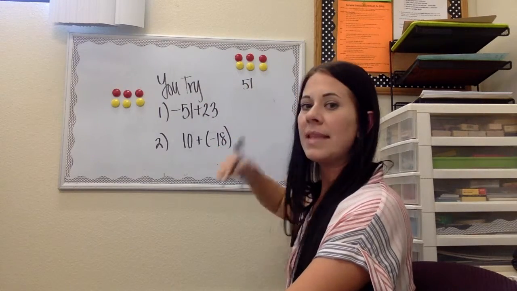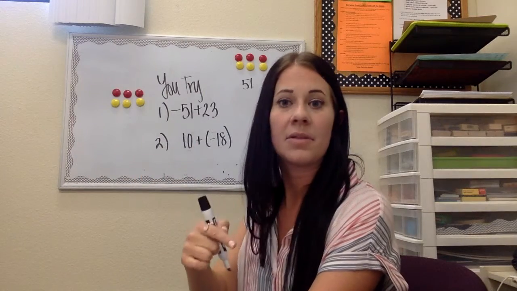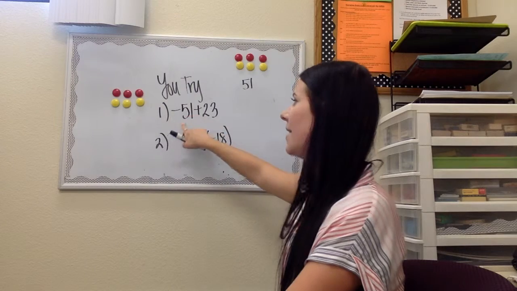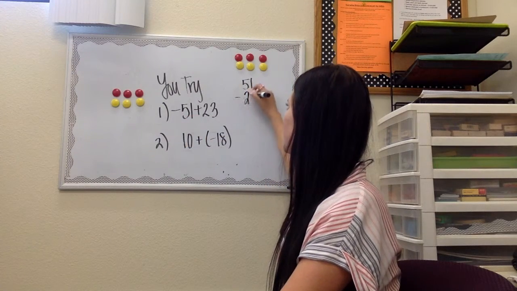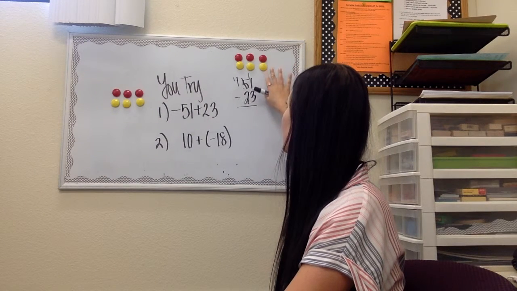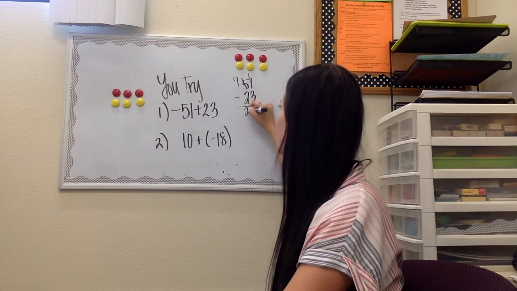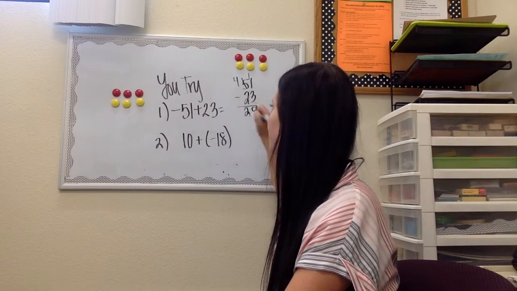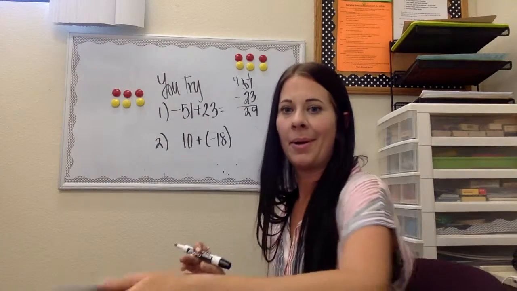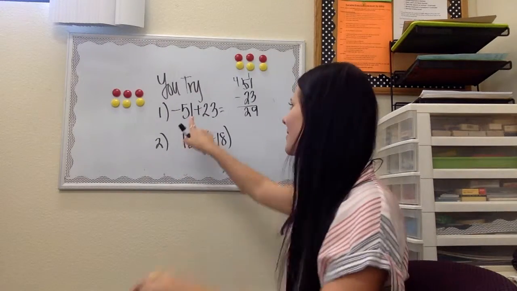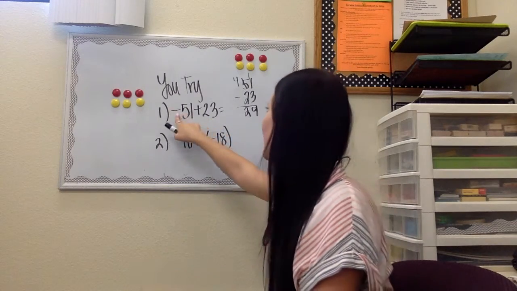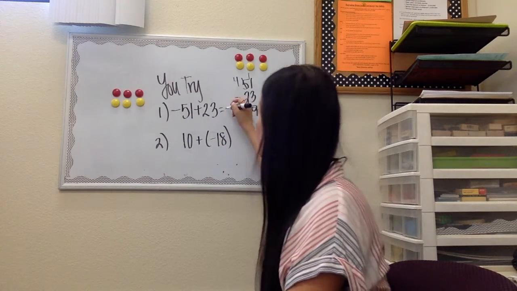So my rule says if they have different signs, I'm going to subtract the numbers. And when I say the numbers, I mean the absolute value. So just 51, 23. Don't worry about the sign yet. Okay, so I do my math. So I get 29. But there's another part to that rule. You have to keep the sign of the bigger number. So which one's bigger? Don't worry about the signs. 51 or 23? 51. And what sign is 51? Negative. So our answer is negative.